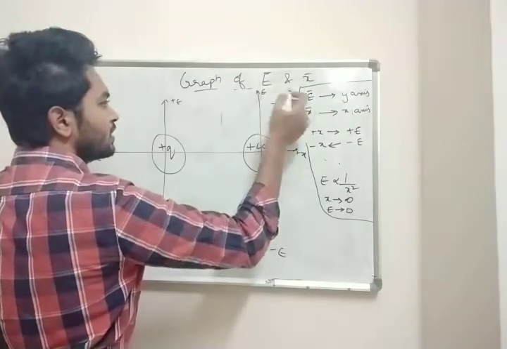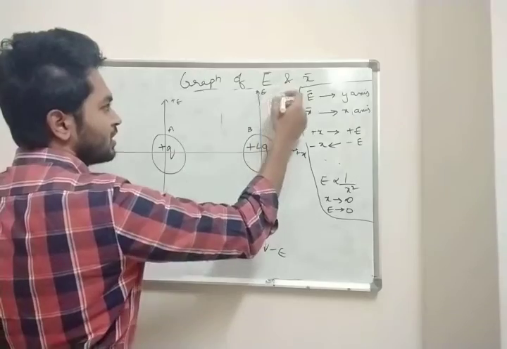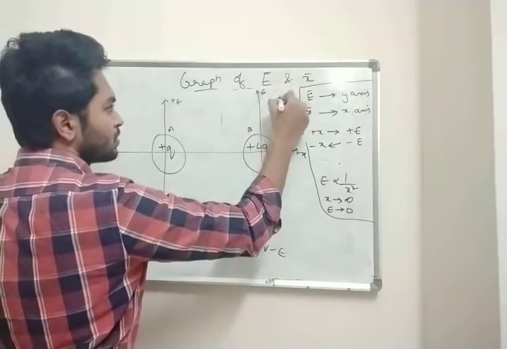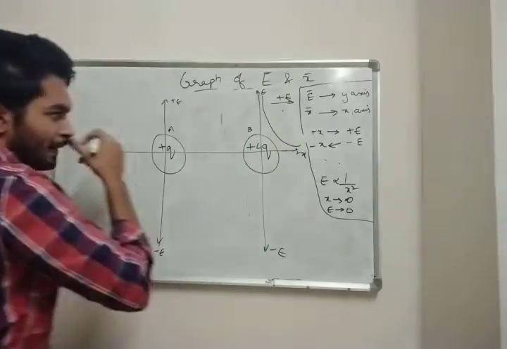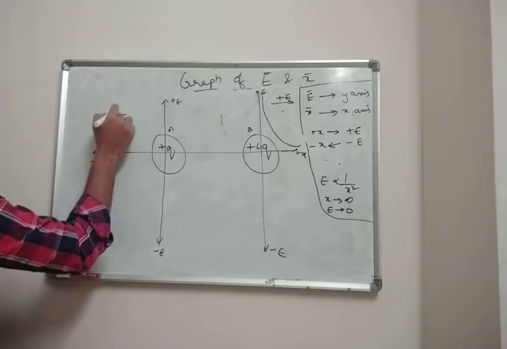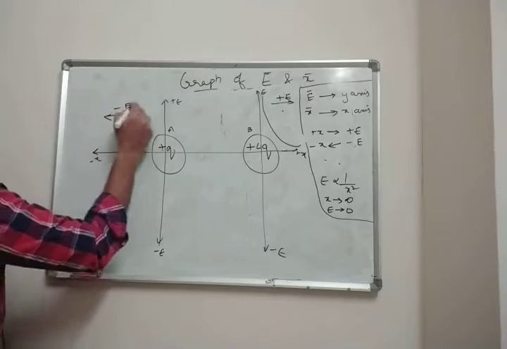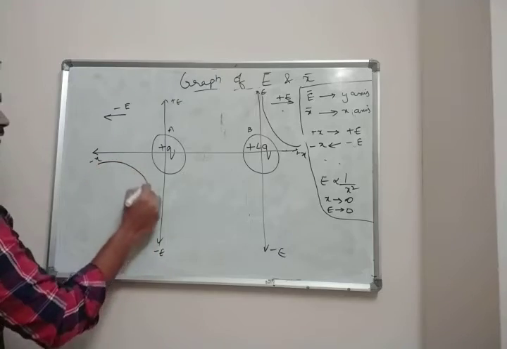So the electric field is in the right side direction. This is B, this is A. Electric field is in the right side direction. So right side means positive E, so the graph is here only. Right? The graph is there only. So for this, the electric field is in the left side direction because it gets repelled. So this is due to negative. Negative means here. You are going to get it downwards.